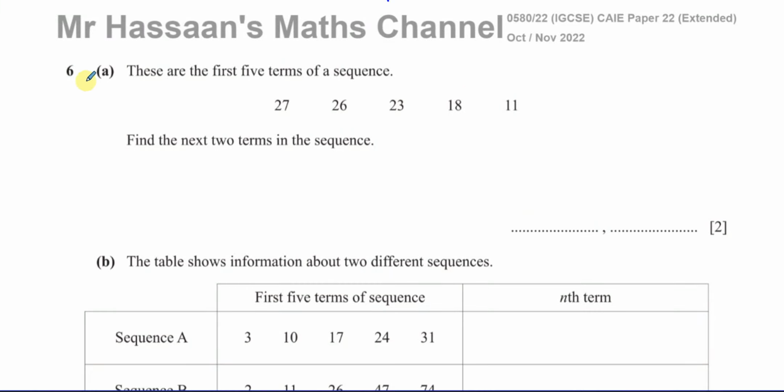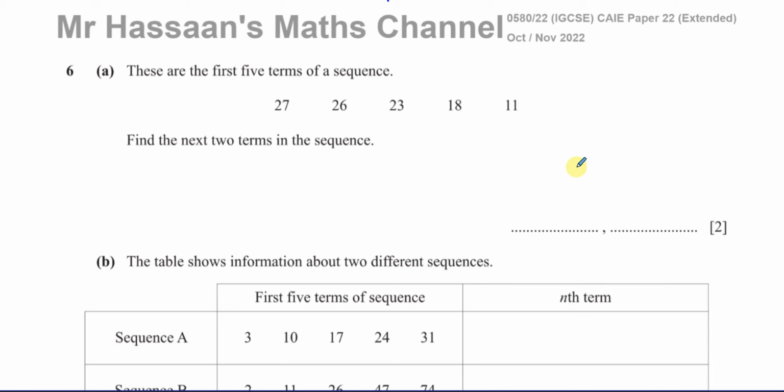This is question number 6 from the October-November 2022 IGCSE Cambridge Paper 2 Variant 2 from the 0580 syllabus. This question is about sequences and number patterns. Part A tells us about the first 5 terms of a sequence, and they ask us to find the next 2 terms. So they're not asking us in this question to find the nth term in part A. They're asking us just to continue the sequence for 2 more terms.